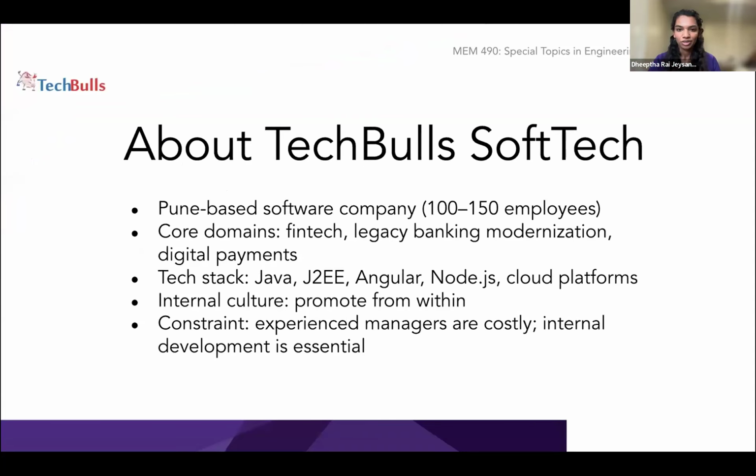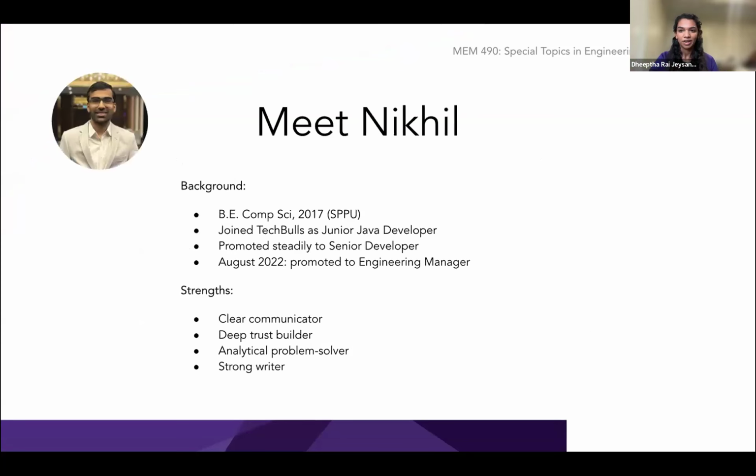We put a little bit about what the company does. It's a soft tech company, a software company in fintech, banking, and digital payments domains. And the manager we are following, Nikhil, did his computer science undergrad in 2017, then joined the company as a fresher, got promoted, and then got further promoted to a manager, which is where the case starts.